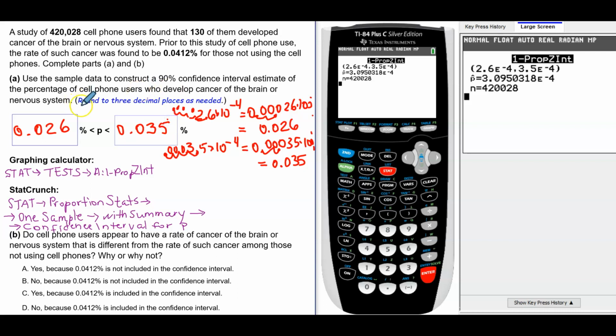Let's check to make sure we round it to the right places. Round to 3 decimal places. Okay, we have 3 decimal places. Very good. Now let's look at how to find the same confidence interval using StatCrunch.